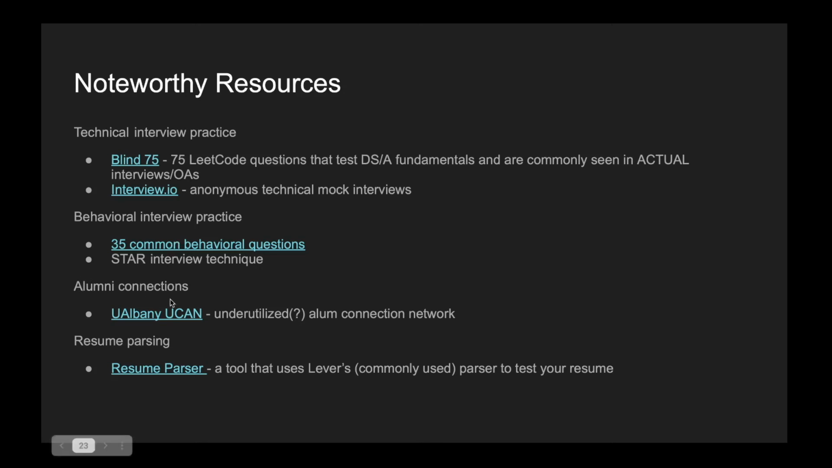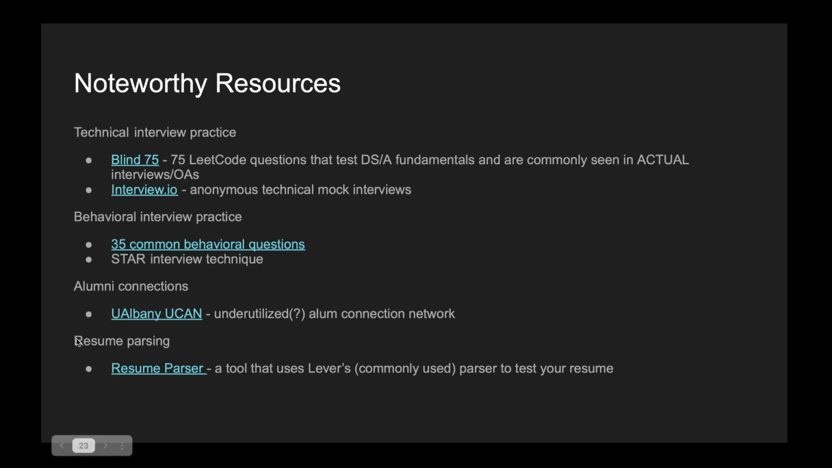So you can also use alumni connections. There's an alumni service that to me seems very underutilized, or at least I never hear people talking about it. But this is a network of alums from UAlbany that work at companies, and you can use them to grow your network, and they will also give you resume critique, and you can also use these people to do mock interviews with. So this is something I would definitely recommend. And I've actually used it before.